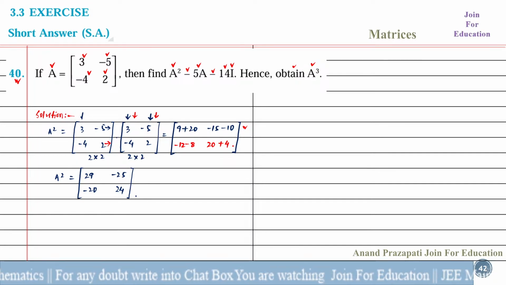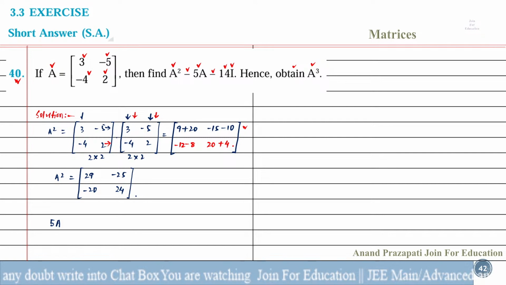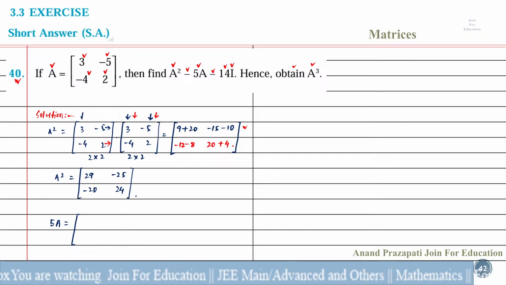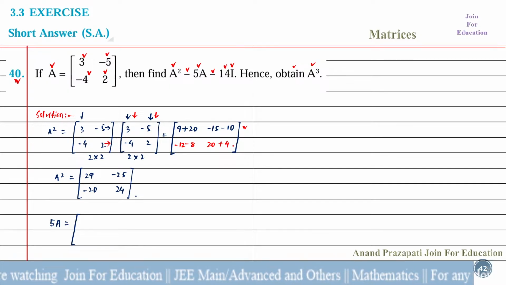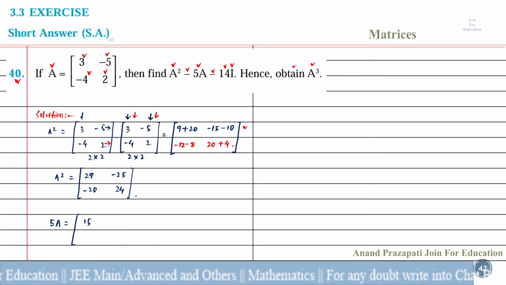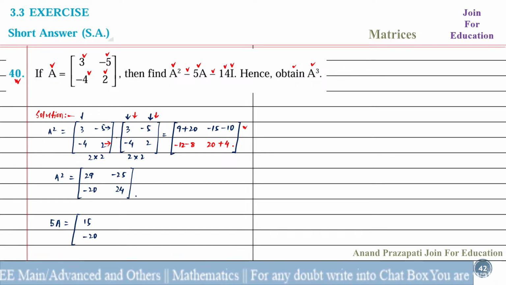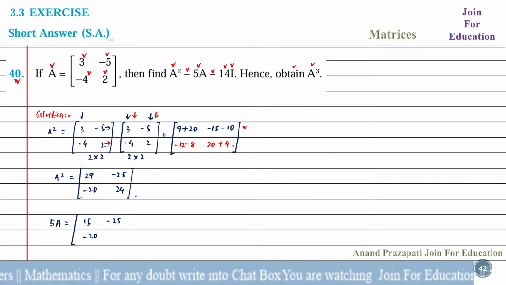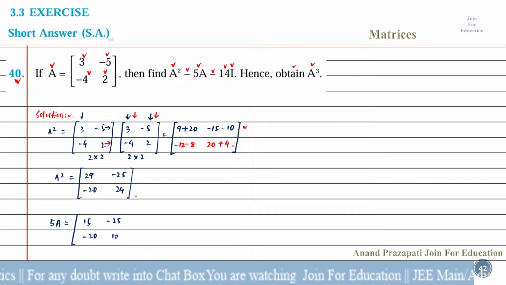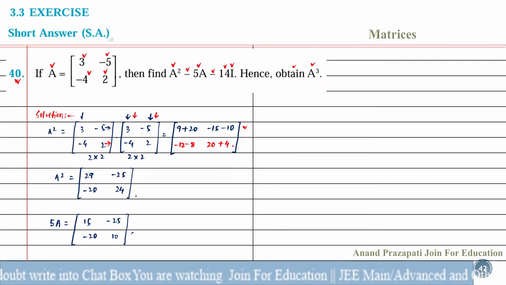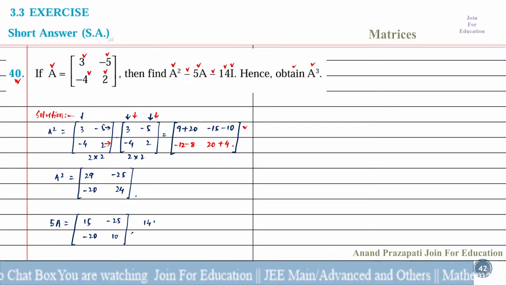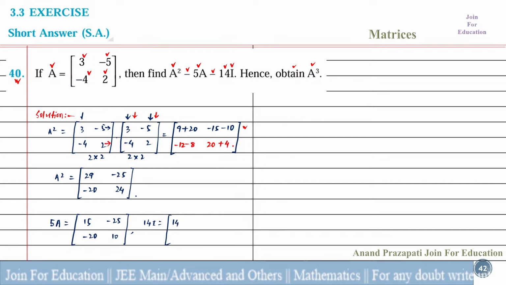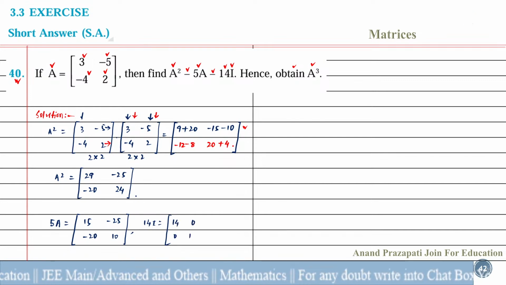Now we find out 5A. 5A equal to, multiplying each element of A by 5, we get here 15, minus 20, minus 25, and this is the minus 10. And 14I equal to 14, 0, 0, 14.